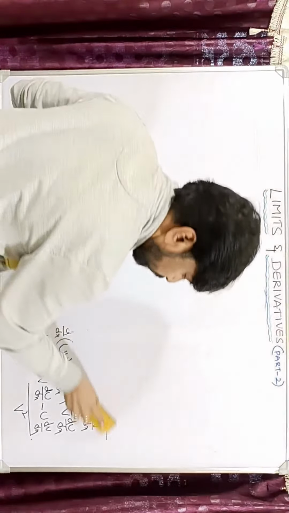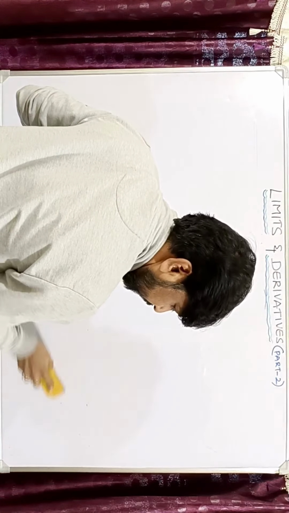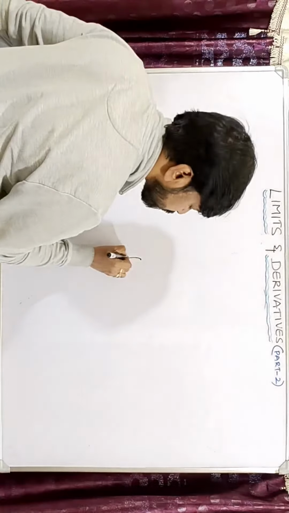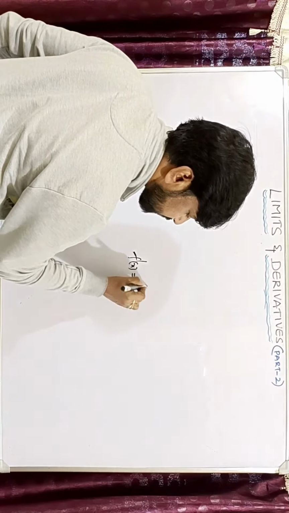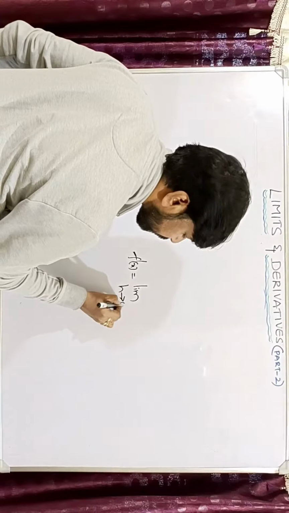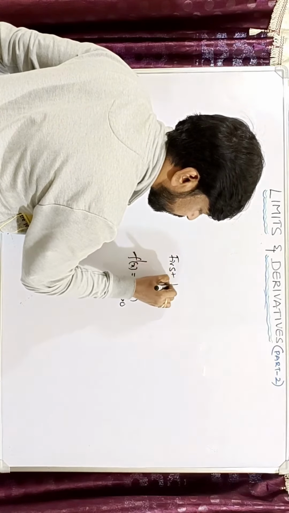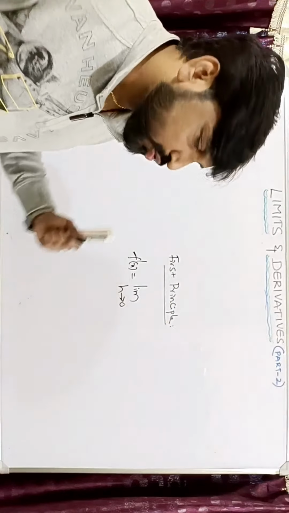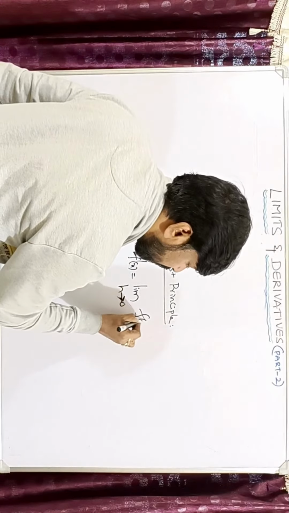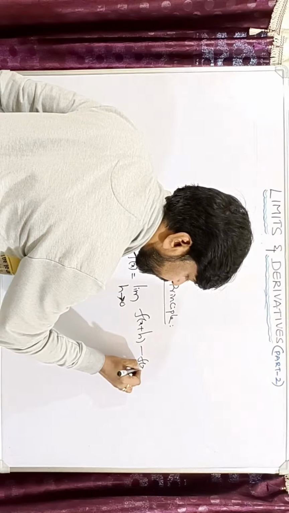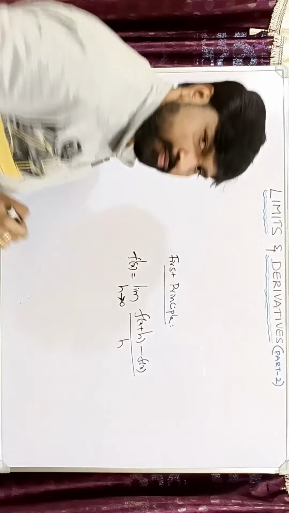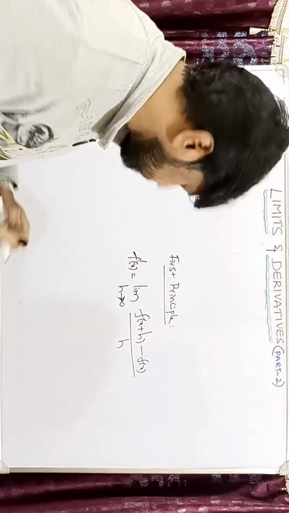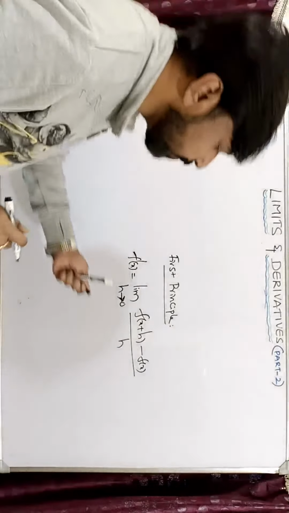So if you want to do the first principle method, you have to know one formula. That formula I will discuss. Look carefully. f dash of x is equal to limit h tends to 0, f of x plus h minus f of x whole by h. This is the first principle formula. Clear? f dash of x is equal to limit h tends to 0, f of x plus h minus f of x whole by h is the formula.